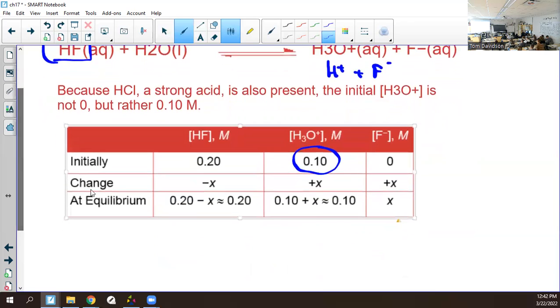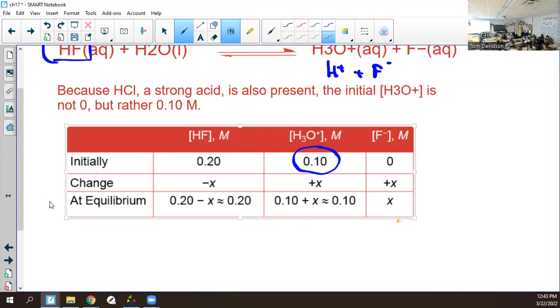So initially, my HF was 0.2. This is the same exact thing we did last time. If we just had that, we just say x squared over initial equals Ka, and we move on with our life. You with me, sort of? Okay. So this time, we're adding it to something that already had a strong acid in it. So there's H plus present. The F minus was 0.